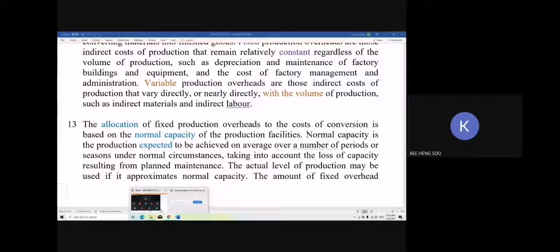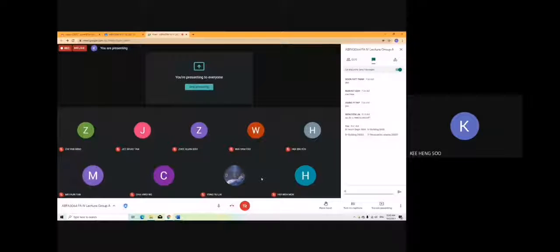Fixed overhead 500,000, normal capacity 100,000 units. So fixed overhead per unit will be equal to 5 ringgit. Correct? 5 ringgit each. So the next one you are going to be confused already.